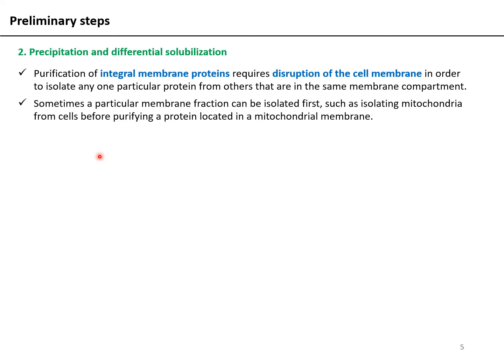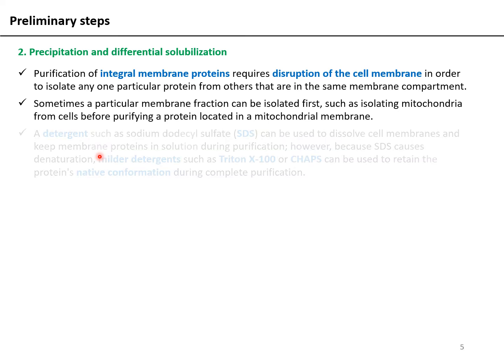So what would be the advantage of such a scenario? Because if you imagine isolating the mitochondrial membrane protein from the whole cell without purifying the mitochondria first, then you would have the cell membrane as well, which will interfere with your subsequent purification steps. So first isolating the mitochondria from the entire cell would help in further steps of purification. It will make things easier. And how can we isolate just one organelle out of a cell? We will discuss that in the upcoming slides.